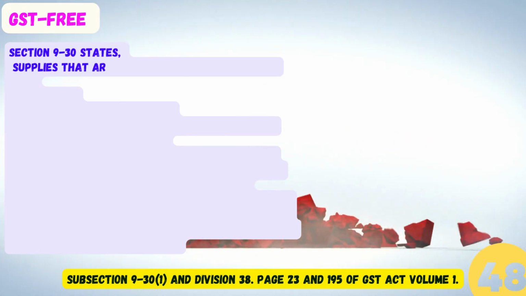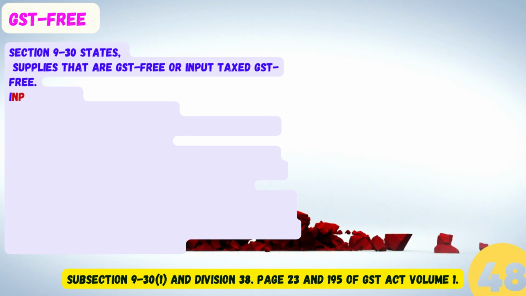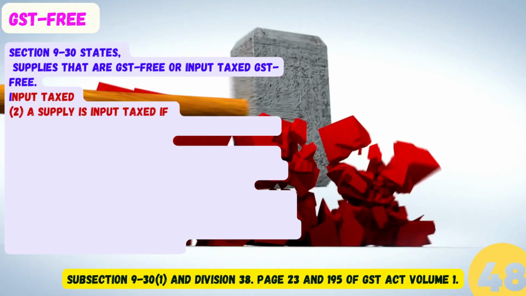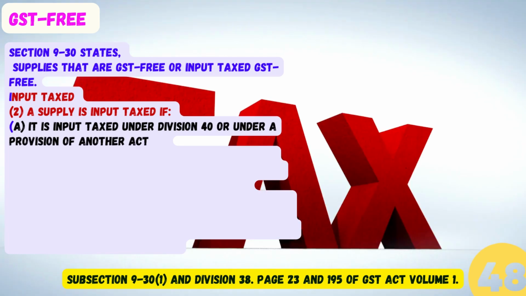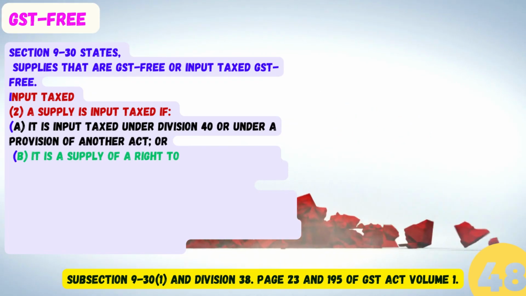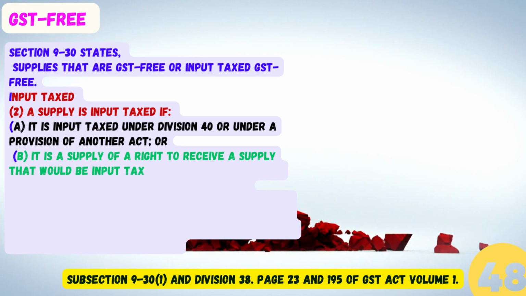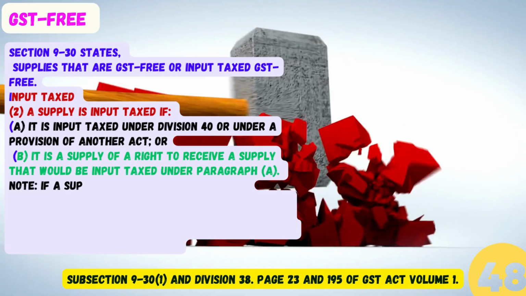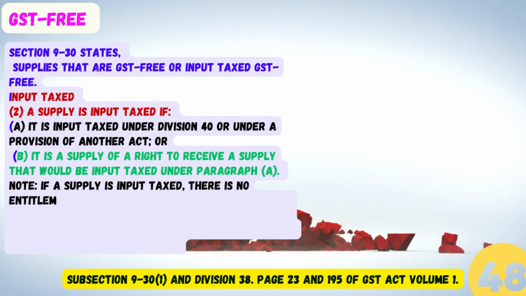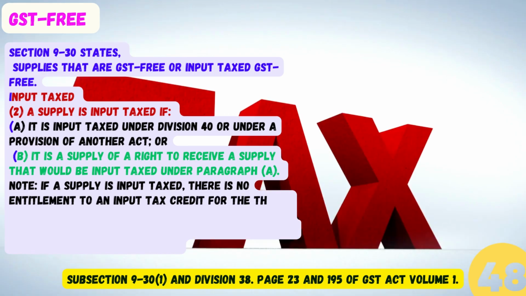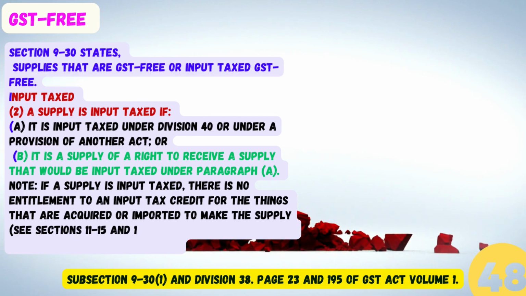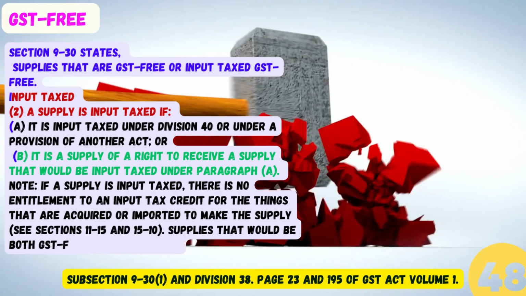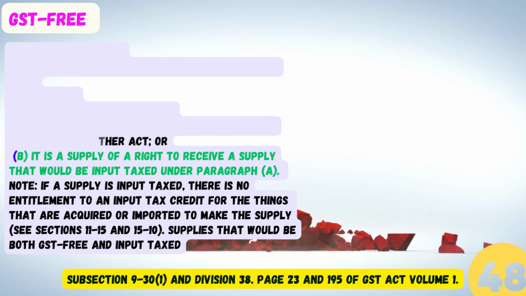Input taxed. 2. A supply is input taxed if A. It is input taxed under division 40 or under a provision of another act, or B. It is a supply of a right to receive a supply that would be input taxed under paragraph A. Note: if a supply is input taxed, there is no entitlement to an input tax credit for the things that are acquired or imported to make the supply. See sections 11-15 and 15-10.